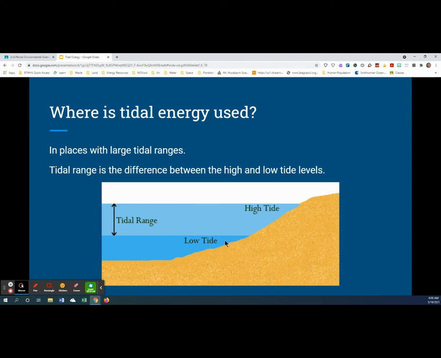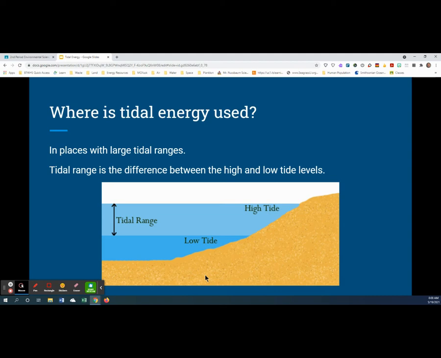Tidal energy would only really be used in areas that have large tidal ranges. If you have a difference of like 20 feet of water here, that's a lot of water moving out and in every day, which would obviously produce more energy. It'd be like putting wind turbines in places that don't have lots of wind.